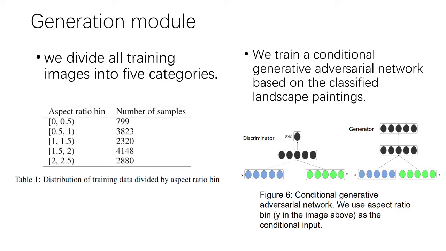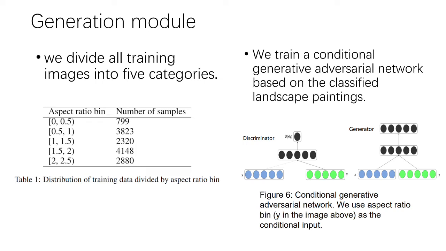We classify the training images based on their aspect ratio. Specifically, we classify images with aspect ratios in the range from 0 to 0.5 as class 1, images with aspect ratios in the range from 0.5 to 1 as class 2, and so on. In this way, we divide all training images into 5 categories. Table 1 shows the number of corresponding training images under different categories. We then trained a conditional generative adversarial network based on the classified landscape paintings.